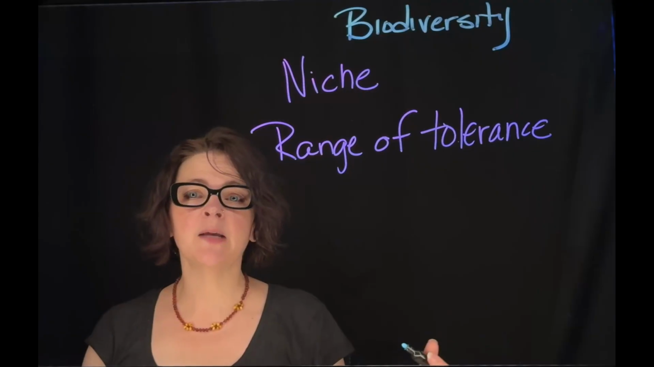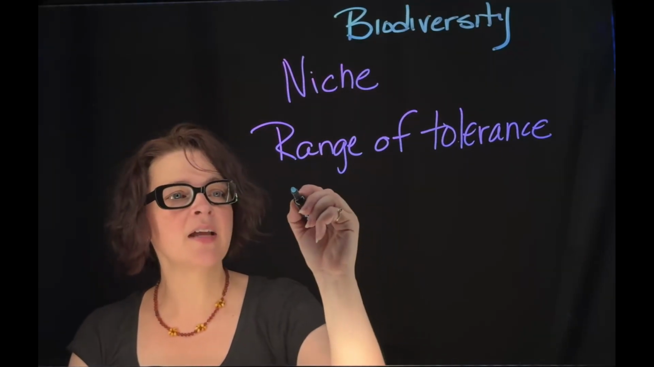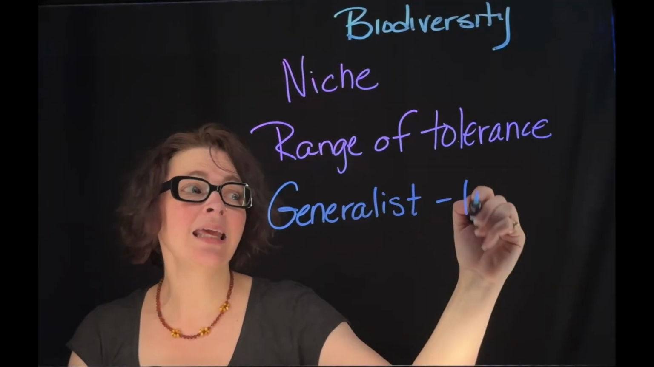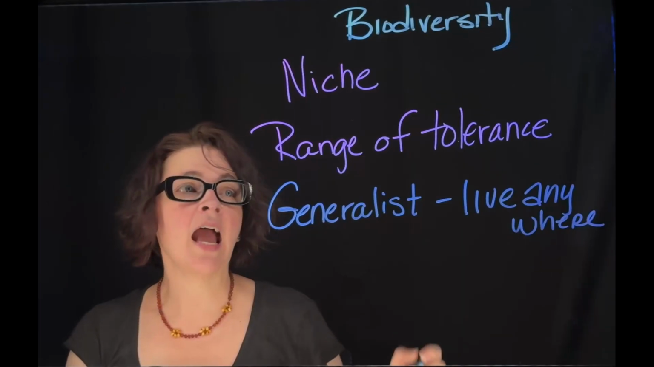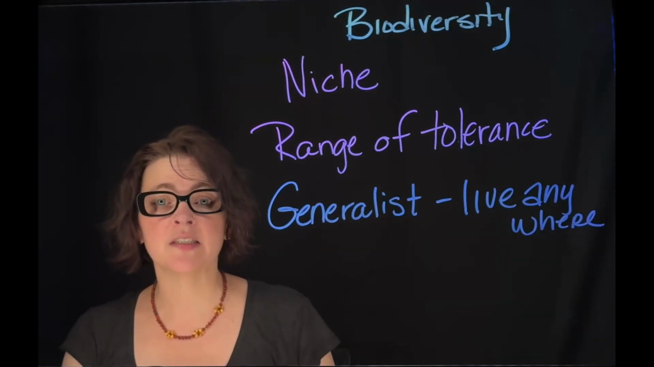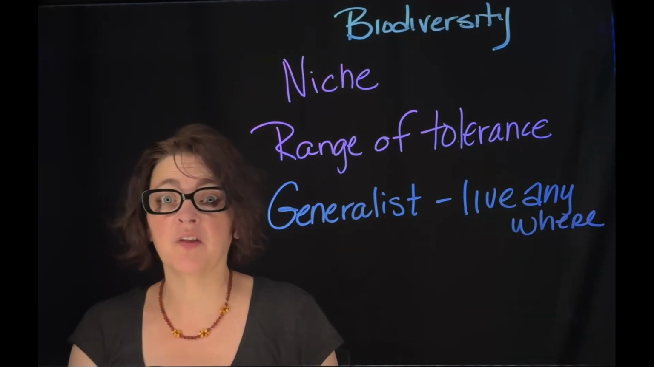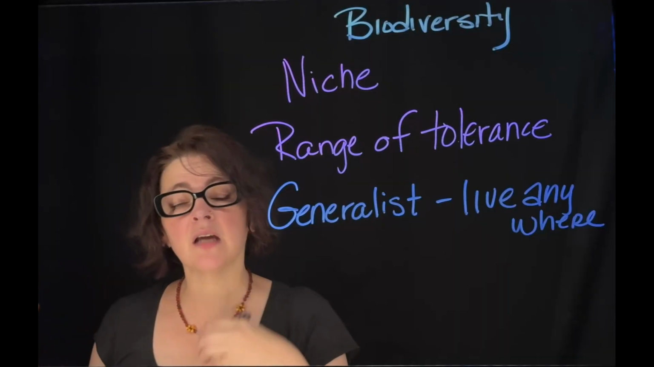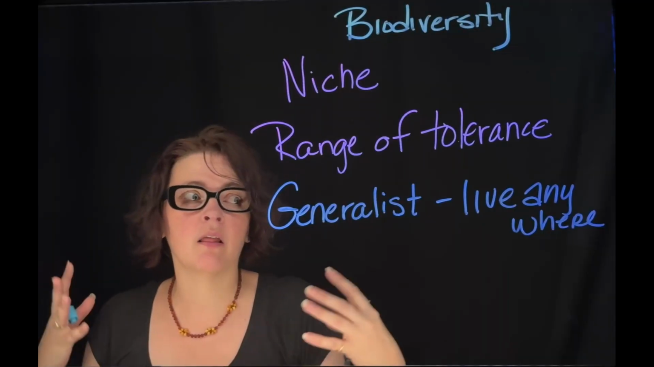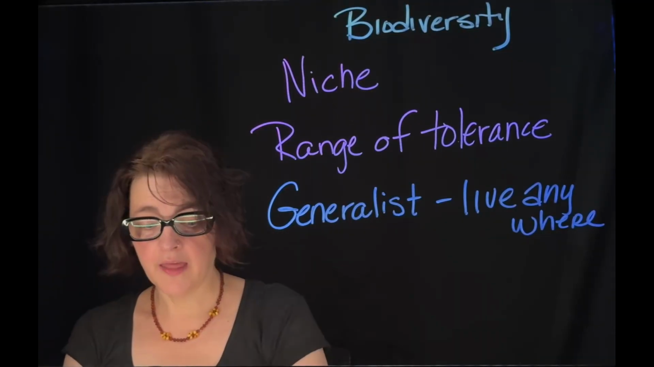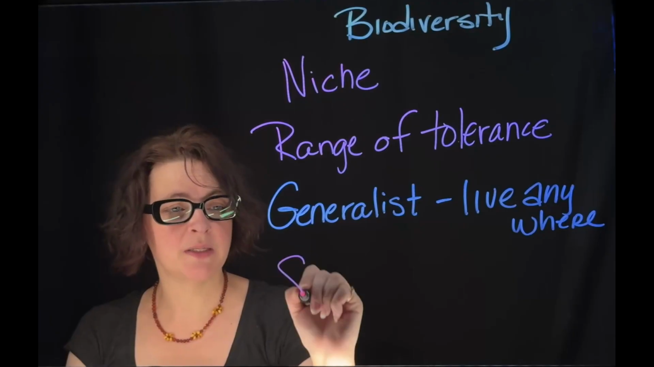We have two main types of species. We have a species generalist. They can live anywhere. They have a very large range of tolerance, meaning you can pick them up from where they're living currently, bring them to an entirely new place, and for the most part, they're going to survive and reproduce. Then we have specialist species.